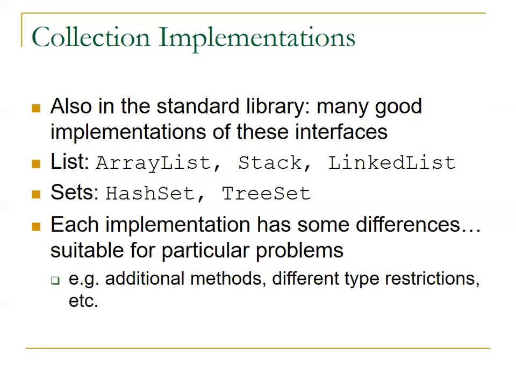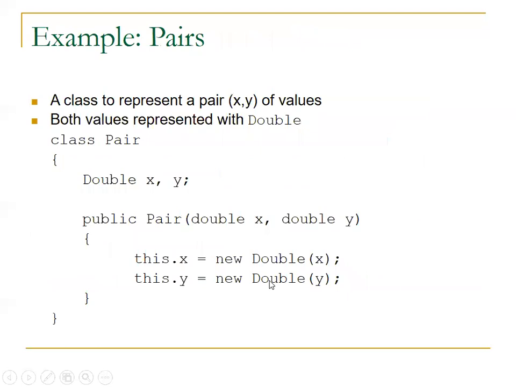It means that there is a chaining of information. An array list is a sequential data structure, we can say. And sets are hash set and tree set. Each implementation has some differences suitable for particular problems, with different types of restrictions of its own.